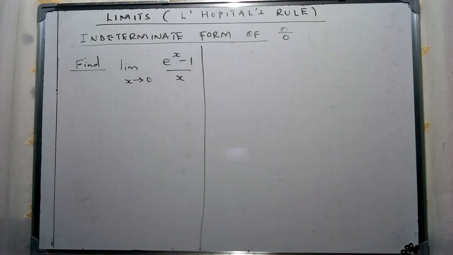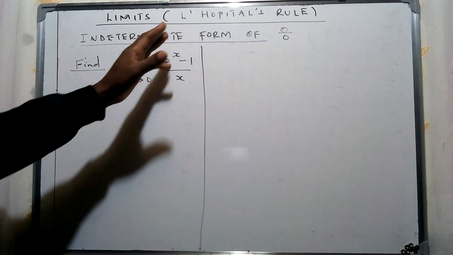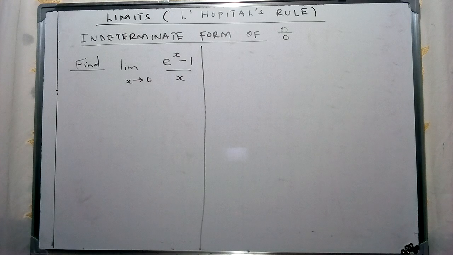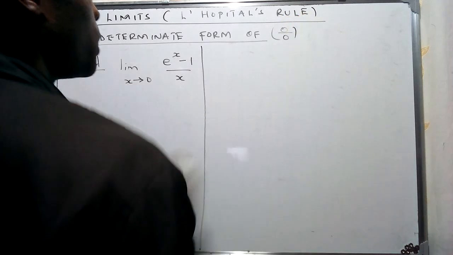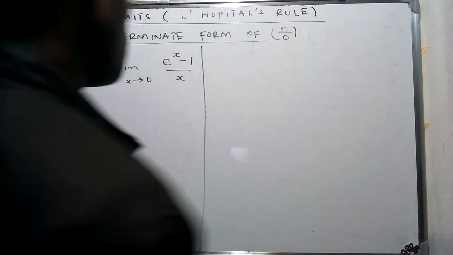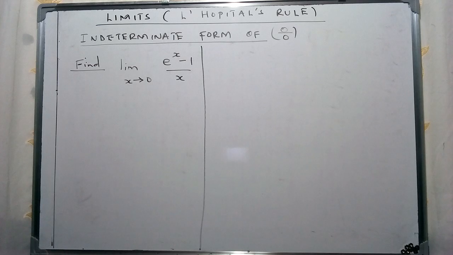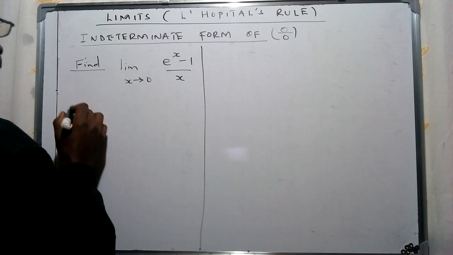And I'm going to look at the concept of L'Hopital's rule in an indeterminate form of this specific function. And of course, I'm going to be basically relying on this specific form, which is going to be 0 over 0 given as such.